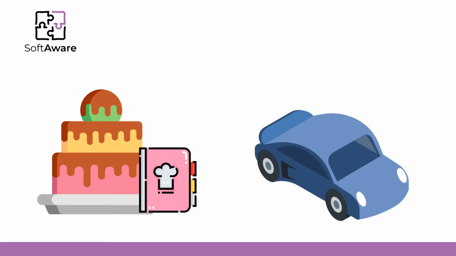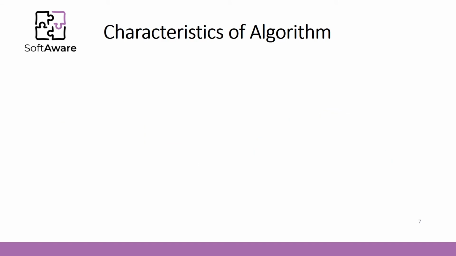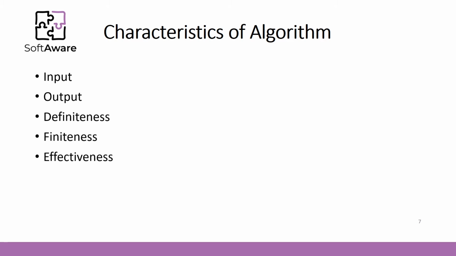There are many ways to do specific tasks using different statements and different orders and achieve exactly the same result. But some algorithms are better than others, even if they produce equal results. Every algorithm has 5 main characteristics: input, output, definiteness, finiteness, and effectiveness.